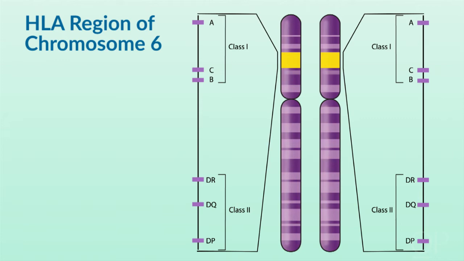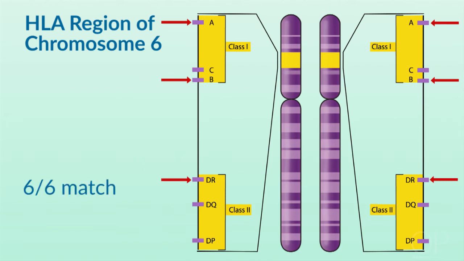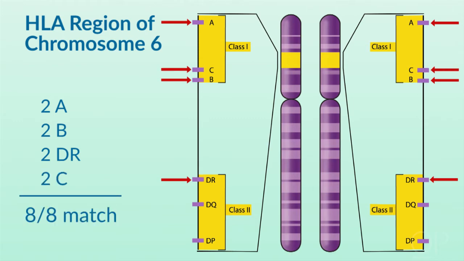And so we talk about matching on the class 1 antigens, so A, B, and C, one from each parent. So matching at A is matching 2 out of 2, matching at B is matching 2 out of 2, as you have one chromosome from each parent. Then the class 2 proteins are found on chromosome 6 as well, and those are DR, DQ, and DP. Because HLA-A, B, and DR are most associated with graft-versus-host disease, we count those as the 6 out of 6. So matching at 2 A, 2 B, and 2 DR beta-1 genes would be considered a 6 out of 6 match. When you add C, that becomes an 8 out of 8 match.